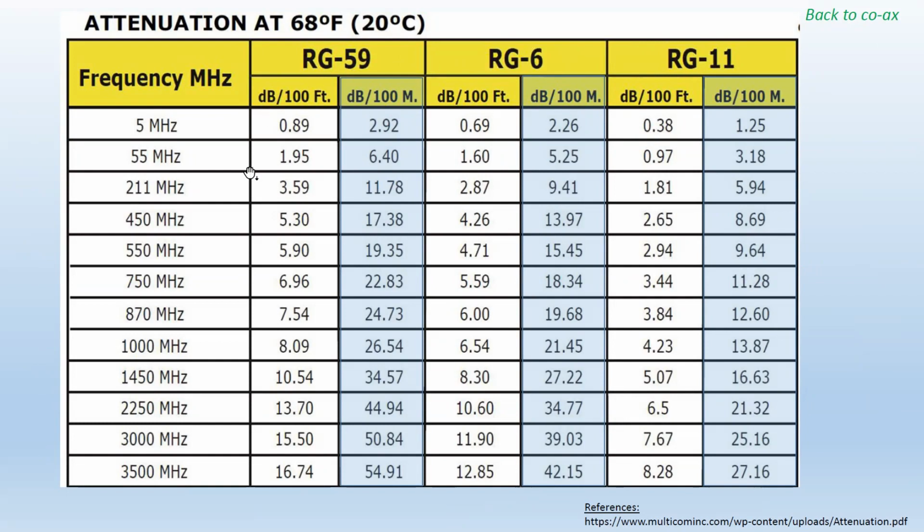Let's look at around 200 megahertz. RG59 is going to attenuate the signal by almost 3.5 dB. RG6 only 2.87 dBs, same signal. And RG11 is going to deteriorate it by only almost 2. Of course, this is the most expensive cable, this is the mediocre one between these three, and this is the least expensive cable. Why do we have different cables? Well, you got your answer right now.